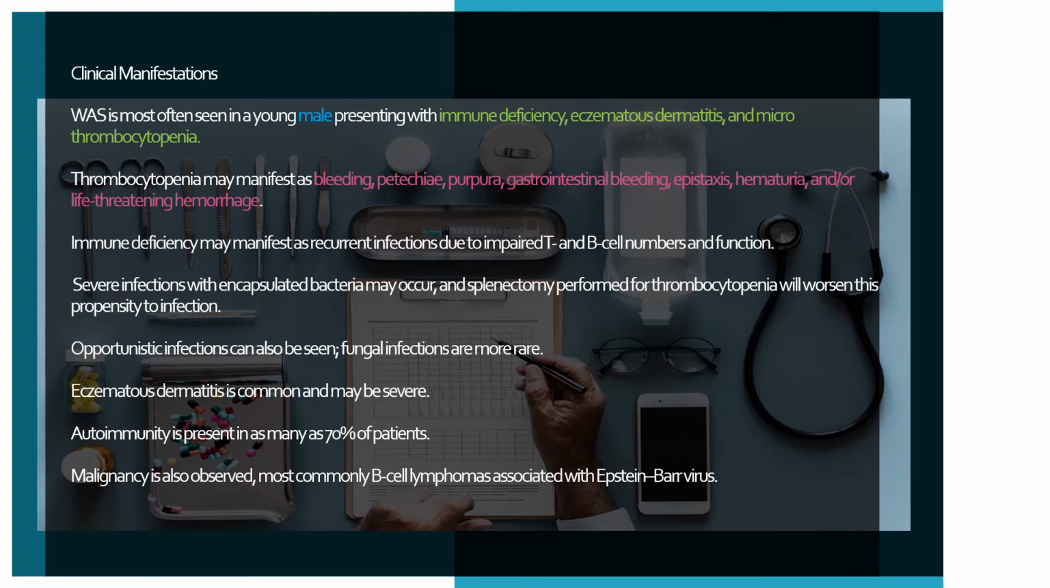Opportunistic infections can also be seen. Fungal infections are more rare. Eczematous dermatitis is common and may be observed, and autoimmunity is present in as many as 70% of patients. Malignancy is also observed, most commonly B-cell lymphomas associated with Epstein-Barr virus.